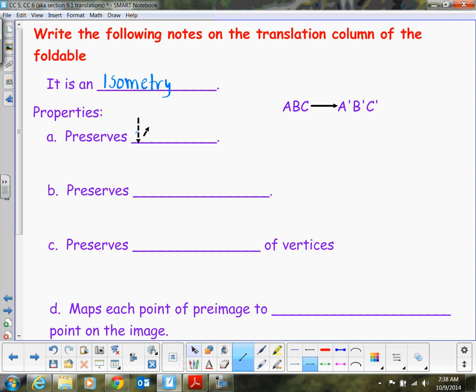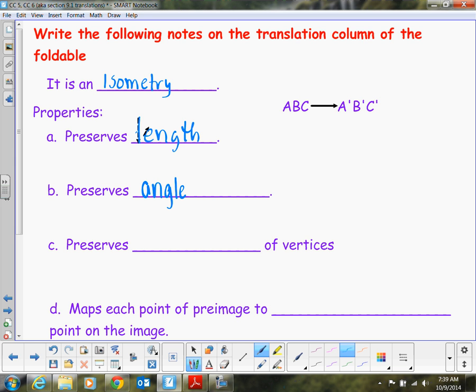Oh, that's not going to help me, right? Let's try this again. It preserves length. It preserves angle measure. Because if two figures are congruent, their lengths and their angles are going to be congruent. And it preserves orientation. Okay.